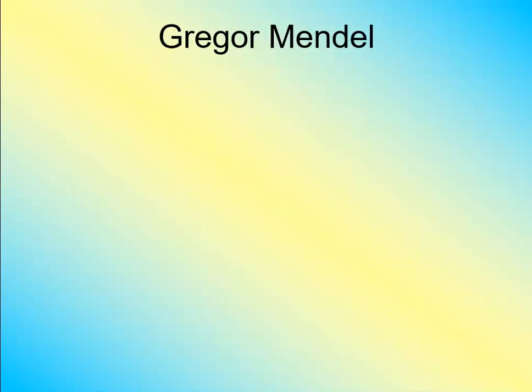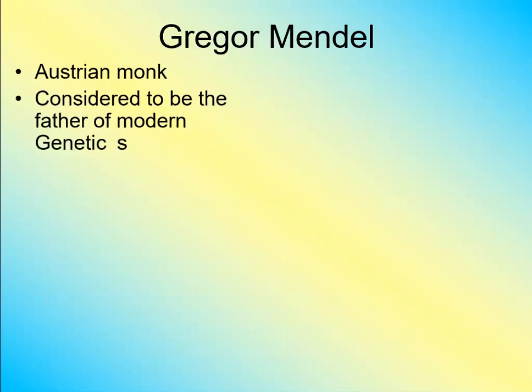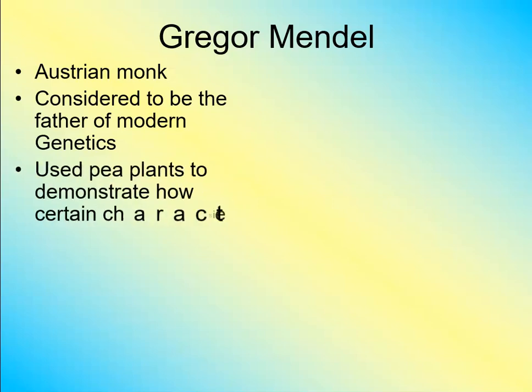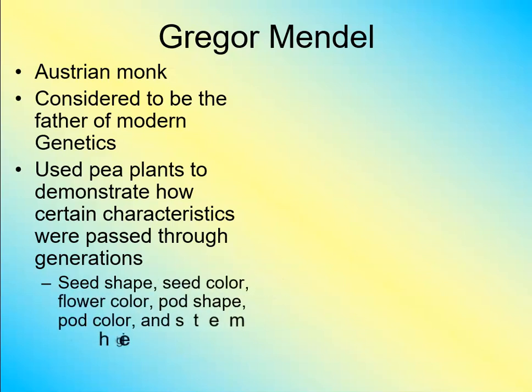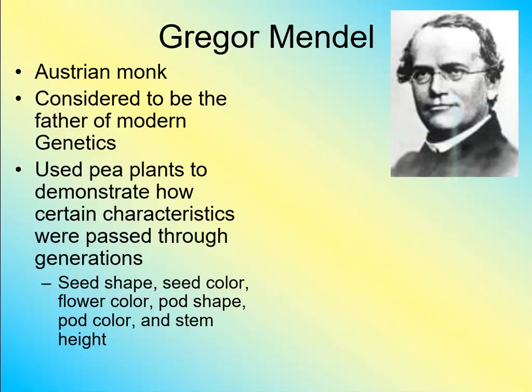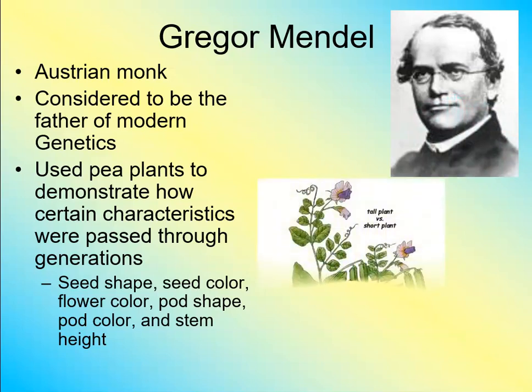So we're going to go back to Gregor Mendel. And Gregor Mendel was an Australian monk that was considered to be the father of modern genetics. He used pea plants to demonstrate how certain characteristics were passed through generations. So what he was looking at were seed shape, seed color, flower color, pod shape, pod color, and stem height. And that is our famous Gregor Mendel.